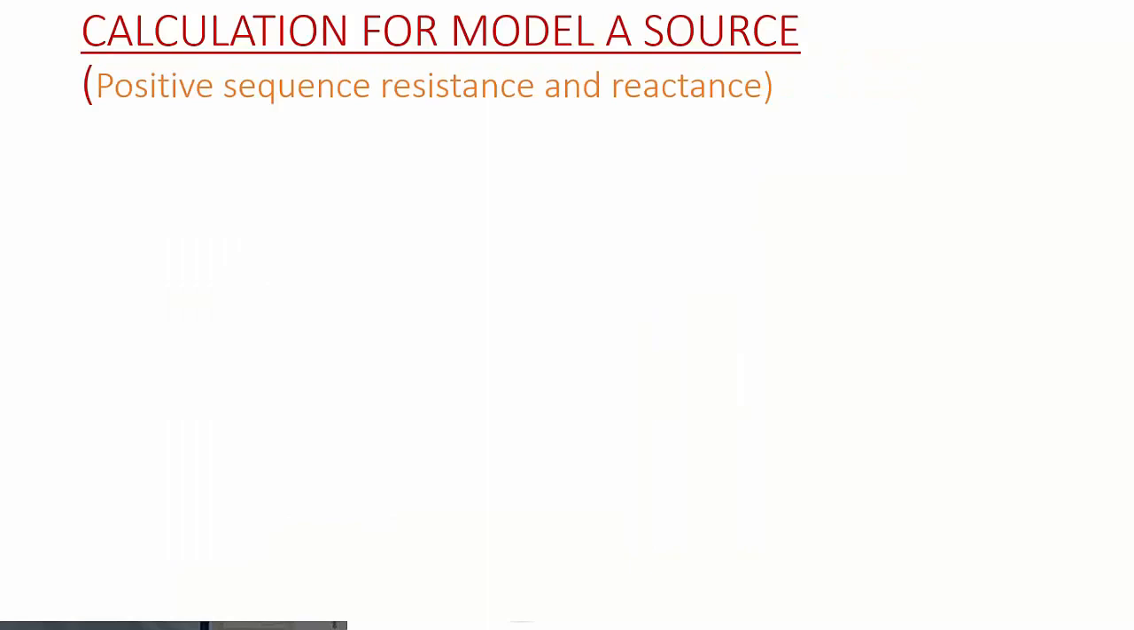For modeling a source, we need to understand positive, negative and zero sequence impedance. Initially, I am going to calculate positive sequence impedance, that is, positive sequence resistance as well as reactance. In order to calculate positive sequence impedance, we must know the 3-phase fault current. The 3-phase fault current may be computed from 3-phase fault MVA and line-to-line voltage. So we know the 3-phase fault MVA and line-to-line voltage. Substitute those values in the formula.